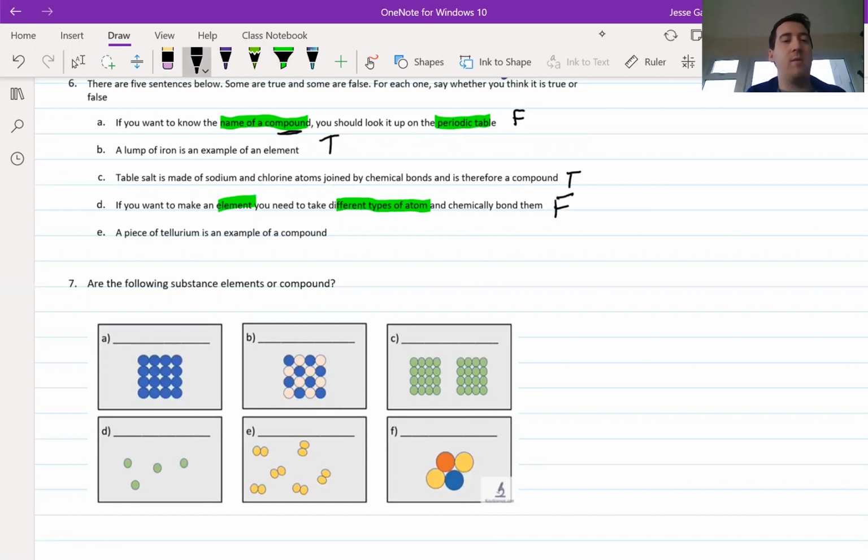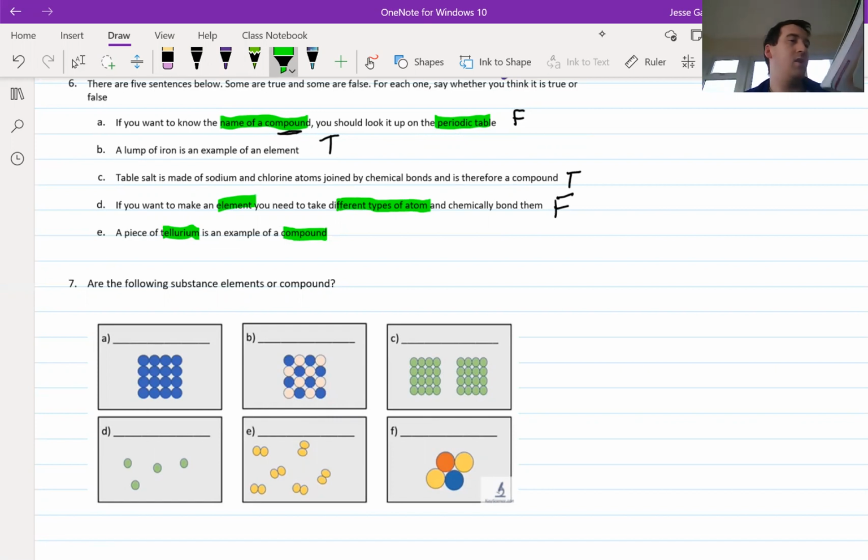A piece of tellurium is an example of a compound. Tellurium is a compound. Is that true? Well, that would be true if I can't find tellurium on the periodic table. Now, I know that tellurium is an element. I just need to find where it is.